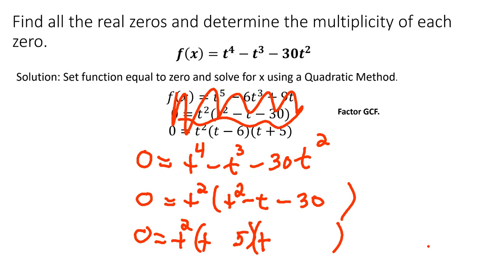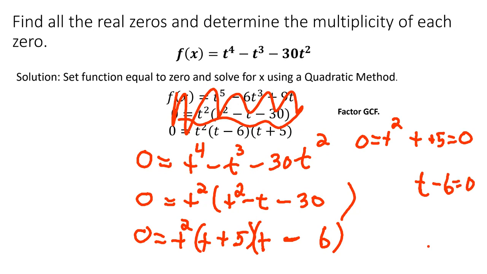So let me go ahead and put a 5 and a 6 here. And since the 30 is negative, 1 has to be negative and 1 has to be positive. So since my t is negative, that means that the bigger number should be negative. Okay. So now I have my three factors, so I can set each one equal to 0. So I have 0 is equal to t squared. And then I have t plus 5 is equal to 0. And the last one is t minus 6 is equal to 0.